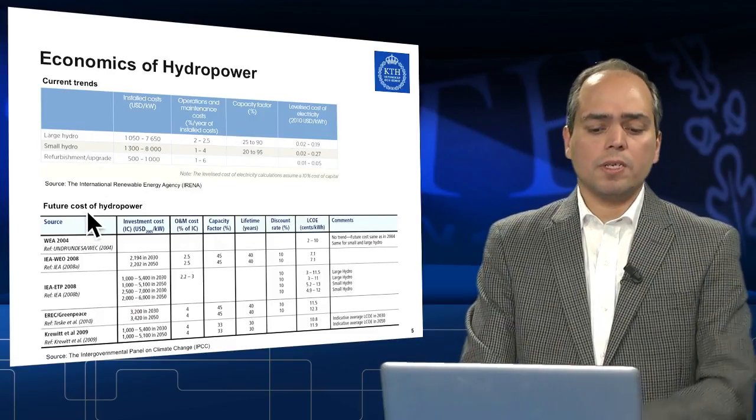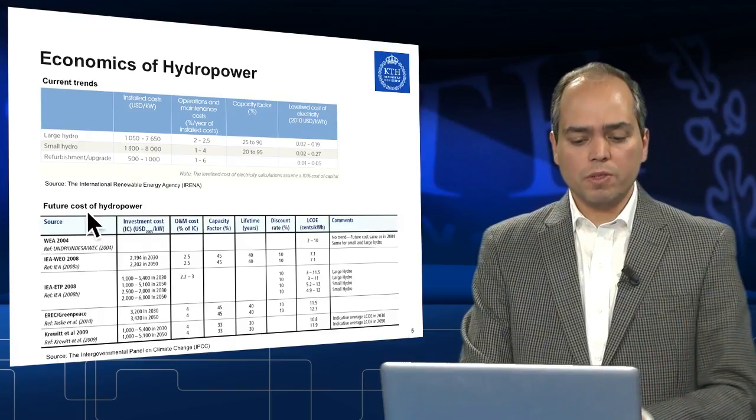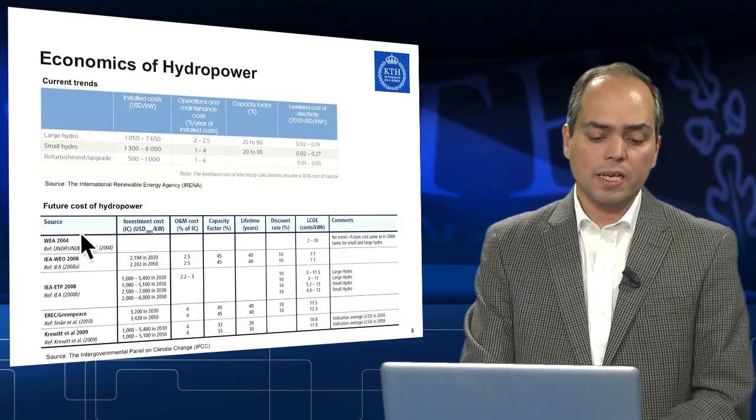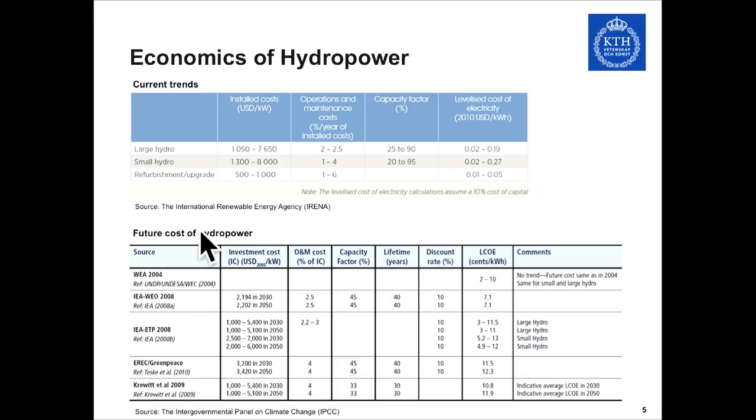And then there are some speculations, some studies about the future costs of hydropower plants. I've listed the different studies here, you could see on this column. So the investment costs, you could see the ranges in different studies. And then the operational and maintenance costs as a percentage of the investment cost.